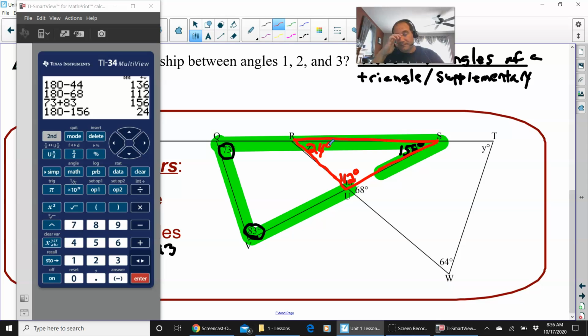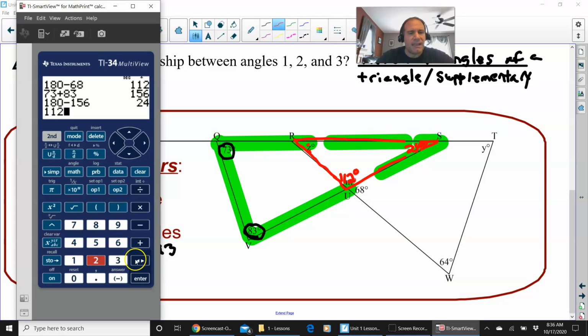Your angles, sorry, I put that in the wrong. So your angles are supposed to add up to be 180 degrees. So if it doesn't add up to be 180 degrees, just like I did, you have to stop. So that's 24 degrees. Then you take 112 and add 24. You get 136. You do 180 minus 136. And that's 44 degrees.